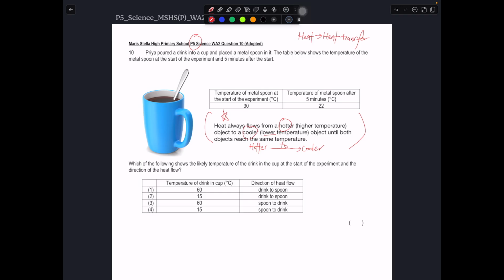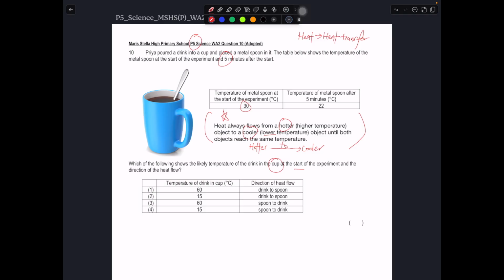So let's go into the question. So we pour a drink into the cup and place a metal spoon in it. The table below shows the temperature of the metal spoon at the start and 5 minutes later. Then they ask you what is the temperature of the drink in the cup at the start of the experiment and the direction of heat flow. So then they give you 60, which is higher than 30, and 15, which is lower than 30.